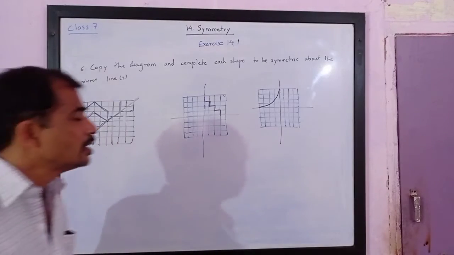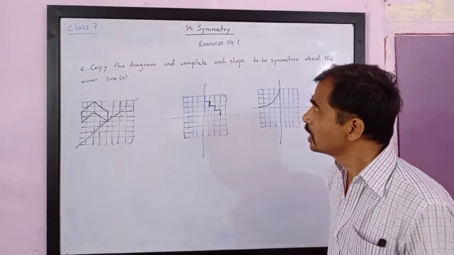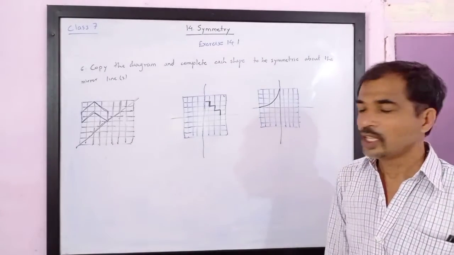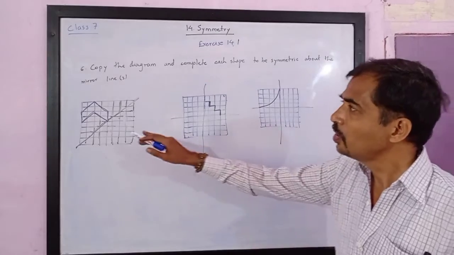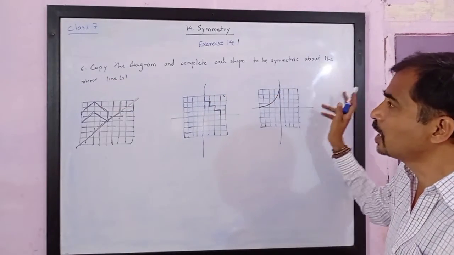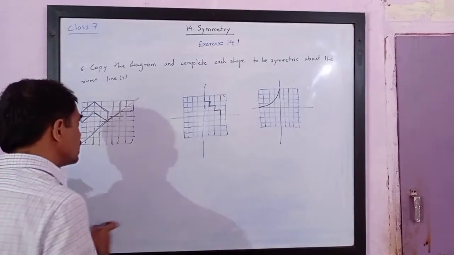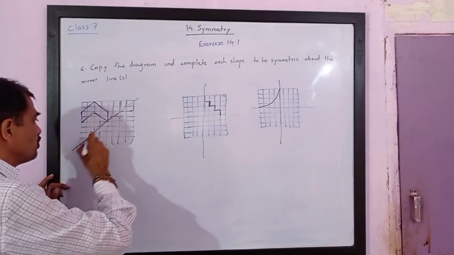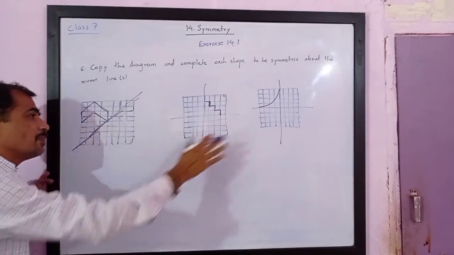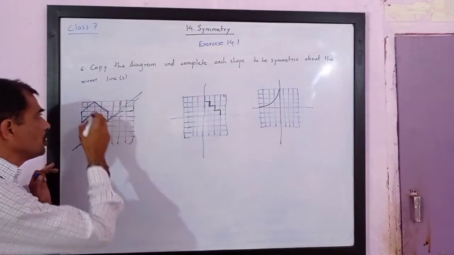Dear friends, we have the next question, the sixth question. We are trying to understand lines of symmetry with the help of certain examples. Now the sixth question is: copy the diagram and complete each shape to be symmetric about the mirror line or line of axis. So now see here, in this figure they are given like this. For these figures you can use graph paper and paste it in the notebooks. On graph paper you can draw this figure.